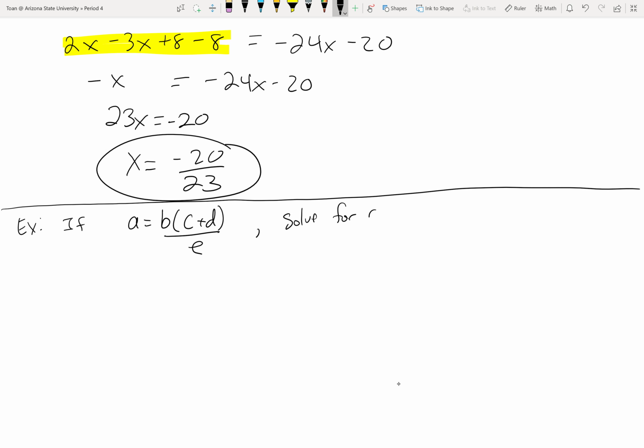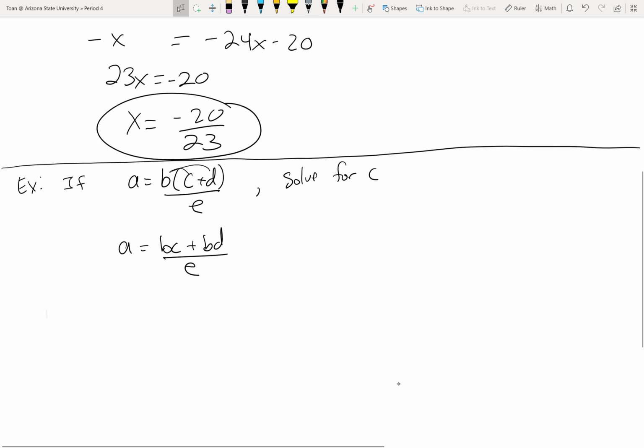Solve for C. This type of problem is 100% the same idea as the example above. The only difference is I took out the numbers. But what that means is you don't have any like terms to combine. So you still do the inverse operations, you still do the simplification, just leave it all separate, leave it all loose because you can't combine them. So the first thing I'm going to do is distribute because I see parentheses there. I'm going to simplify this guy. A equals BC plus BD over E.